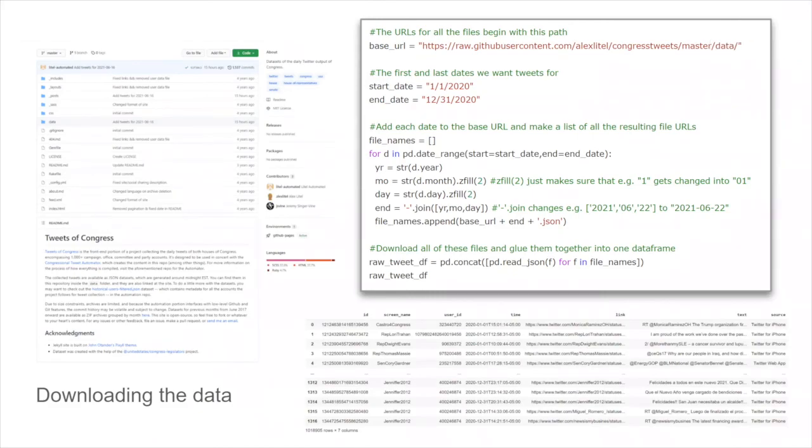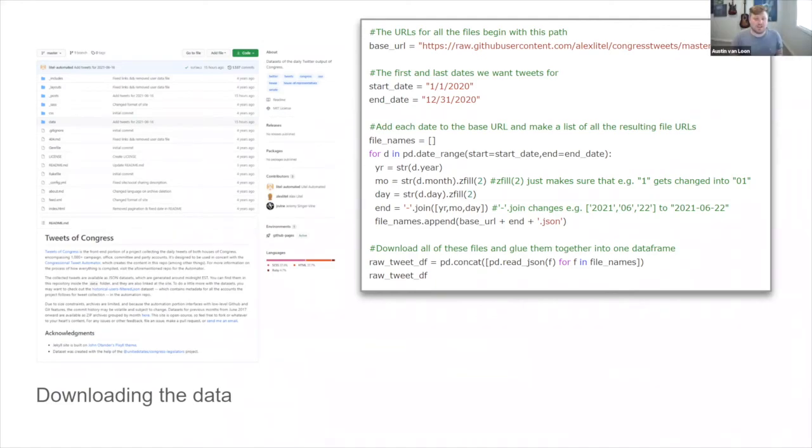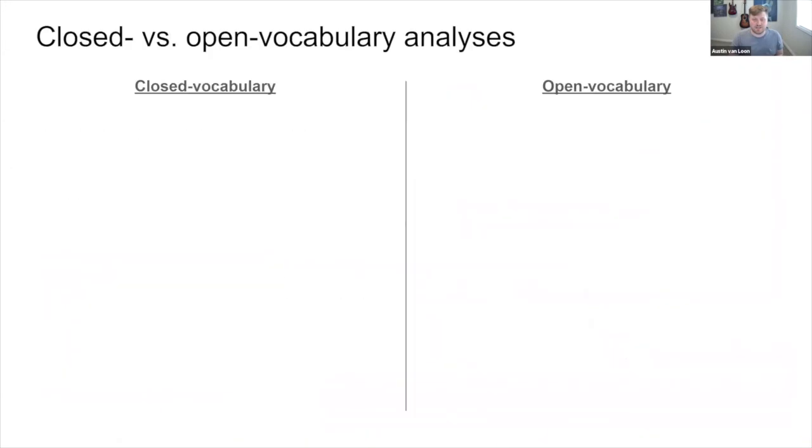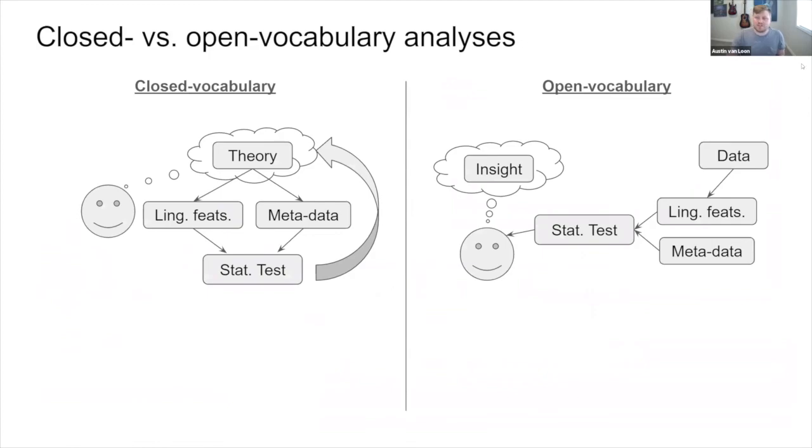Okay, Tahira asked, can you apply open vocabulary approaches to other types of data, such as abstracts and articles? Yeah, you can do this in principle, as long as you have some kind of text data from which you can derive linguistic features, and you have metadata, and that's the way it's been done.